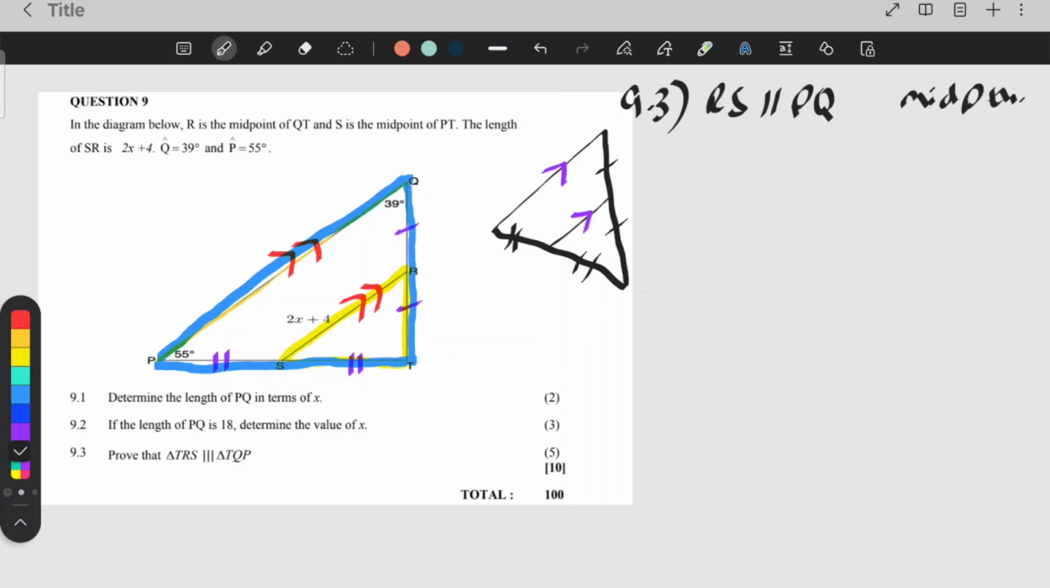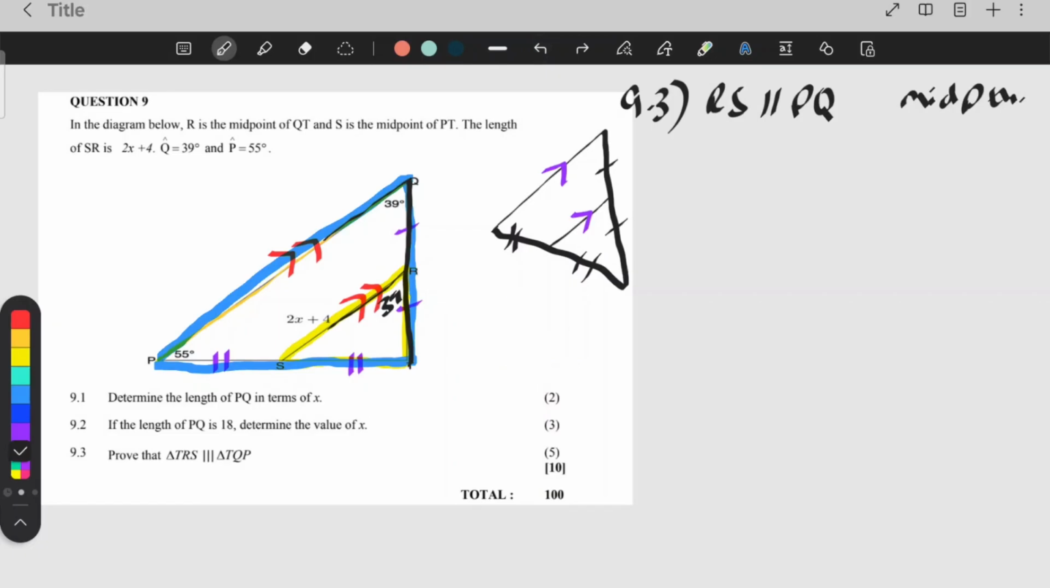Okay, so let's go. Similarity. To prove triangles are similar, you need either angle, angle, angle, or you need to prove sides that are in proportion. For this one, I'm going to try angle, angle, angle. So if this is 39, then this angle here is also 39. Corresponding angles. Do you see the F there? There's the F. This is equal to that.